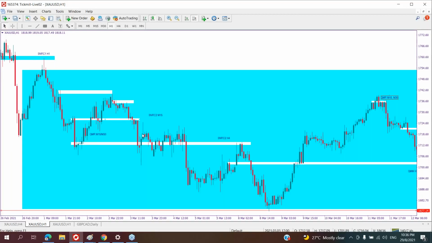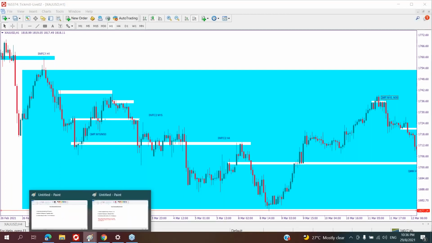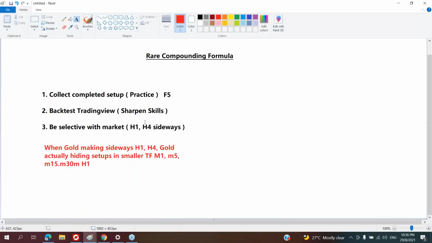On what time frame do we do our entry? Like I said earlier, when it's H4 or H1, I suggest H4 sideways. So if there are any setups in M15, M30, just go with it. Okay? Just go with it.